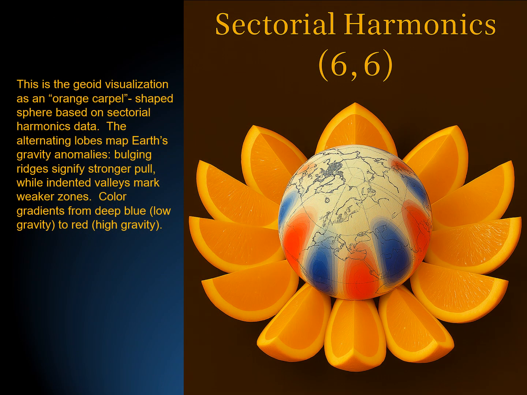This is the geoid visualization as an orange carpel-shaped sphere based on sectorial harmonic data. The alternating lobes map Earth's gravity anomalies, bulging ridges signifying stronger pull, while indented valleys mark weaker zones. Color gradients are from deep blue, low gravity, to red, high gravity.